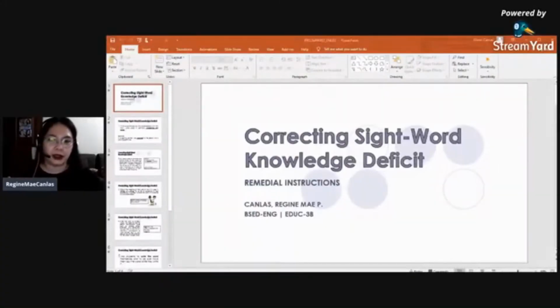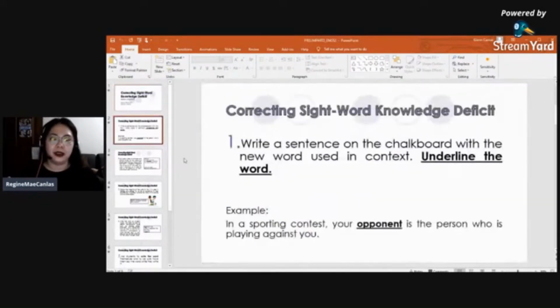I am from Eduk 3B, and today I will be discussing correcting sight word knowledge deficit. So, first one, correcting sight word knowledge deficit. There are six parts about this topic. We will go through each step one by one.